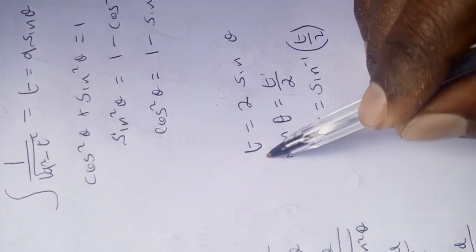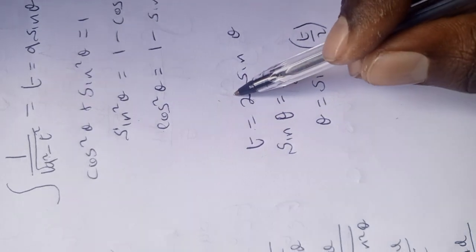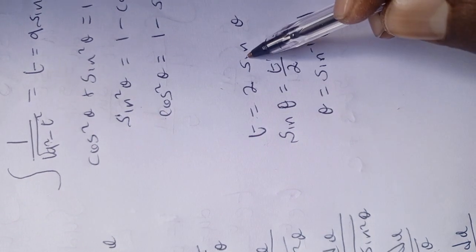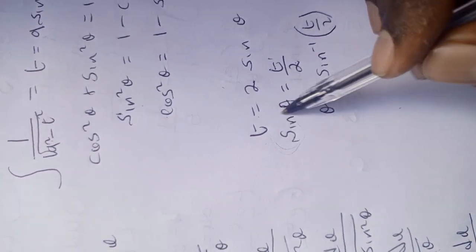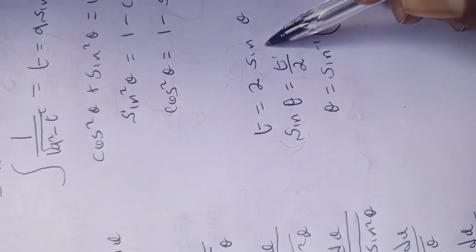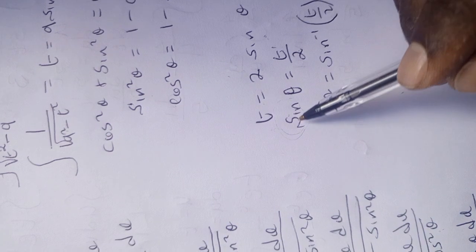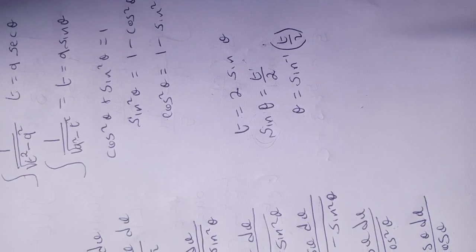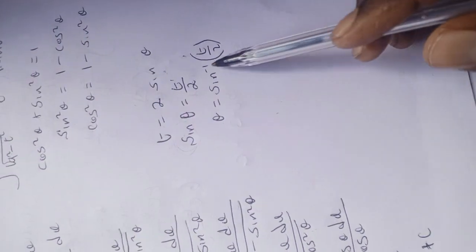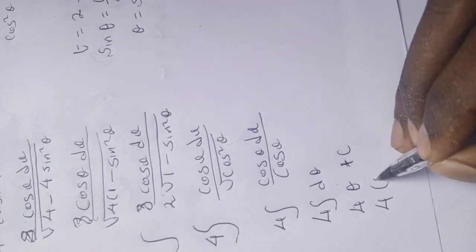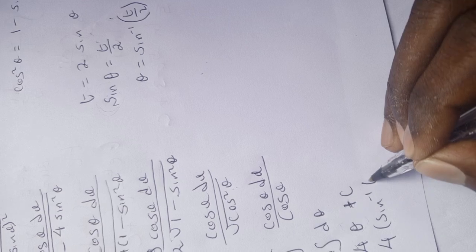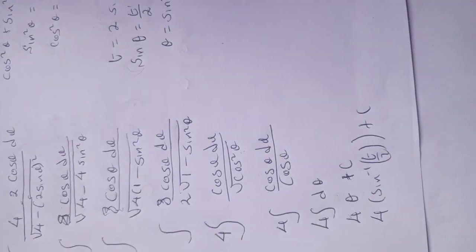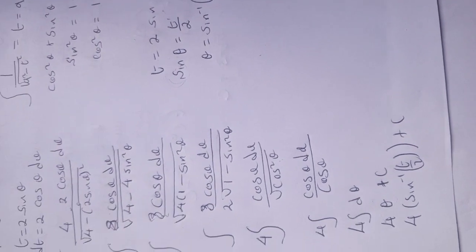We first started by dividing by 2 both sides. So we are going to have t divided by 2. Now when we shift a trigonometric function from one side to the other side, it becomes inverse. So theta is the same as sine inverse of t over 2. So where there is theta here, we're just going to replace it with that. So it is going to be 4 sine inverse t divided by 2 plus c.